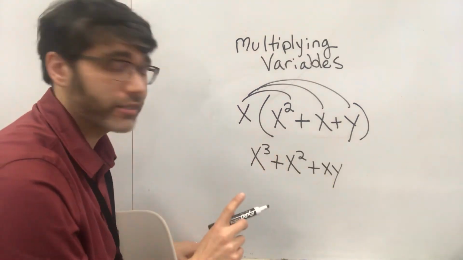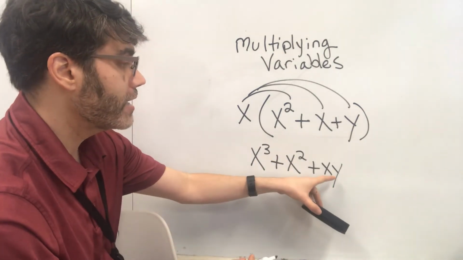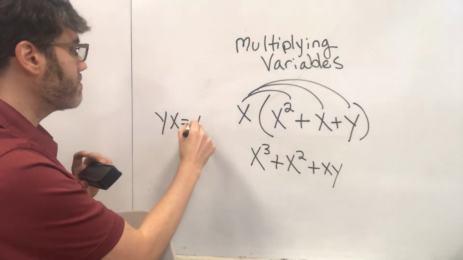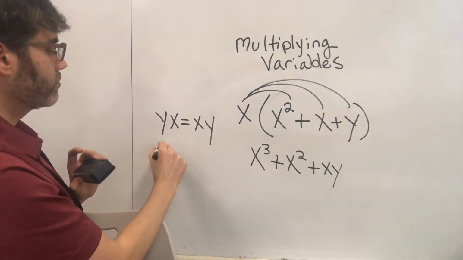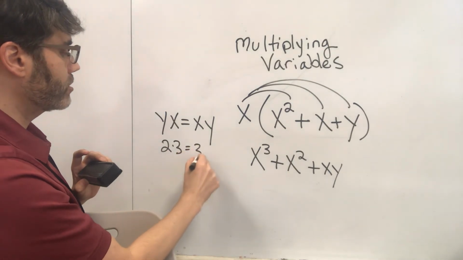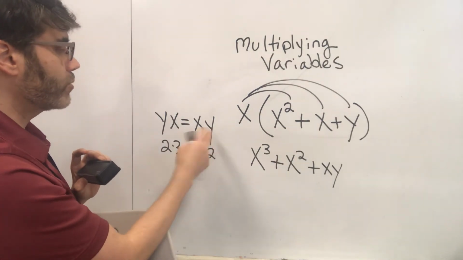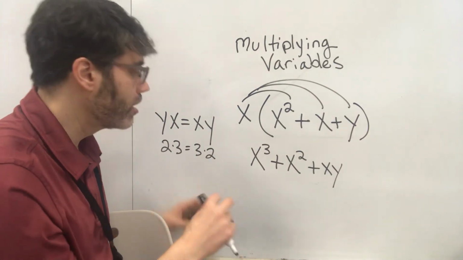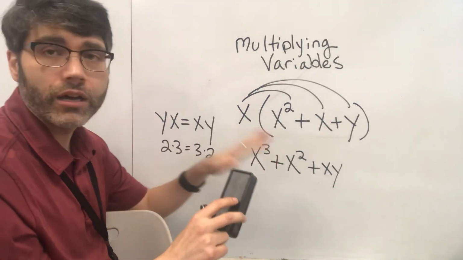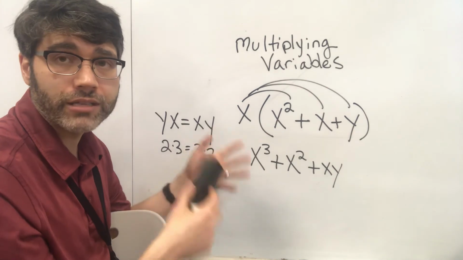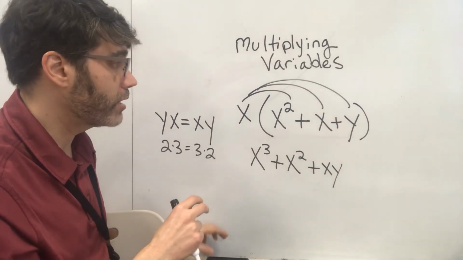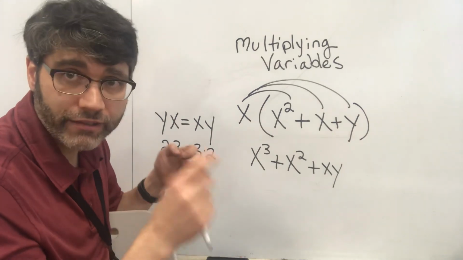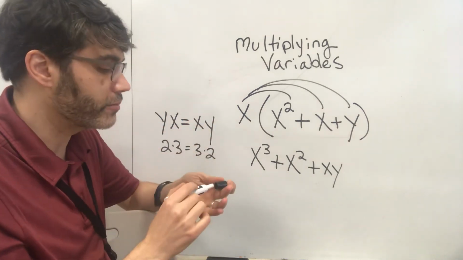The other thing I want to say is xy could also be yx. So it doesn't matter. Just like 2 times 3 is the same thing as 3 times 2, it doesn't matter which order you put them in, because they're all being multiplied against each other anyway. Okay, so I'll give you a couple problems to practice and hone your skills on multiplying unlike terms that have different variables and the same variables. Thanks.